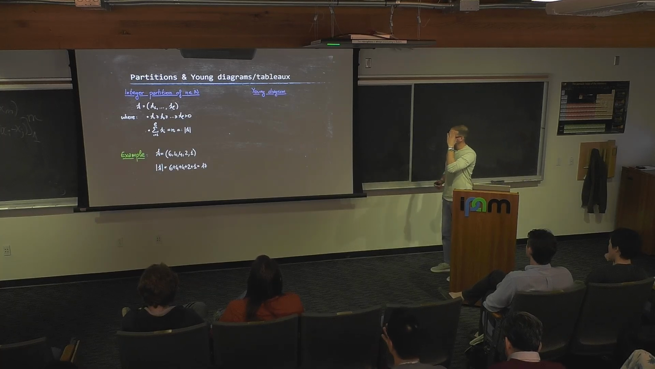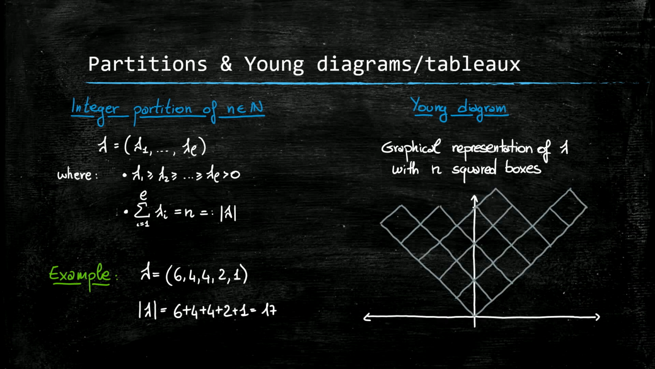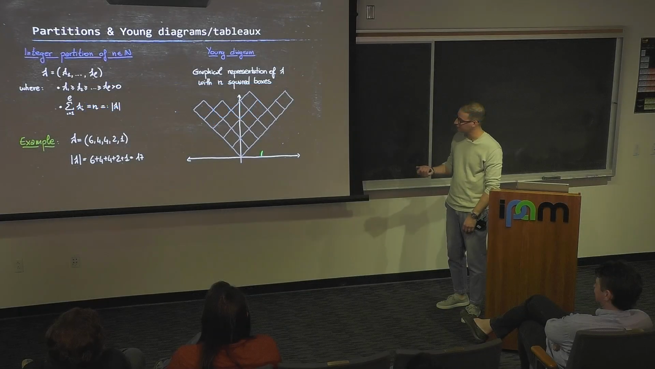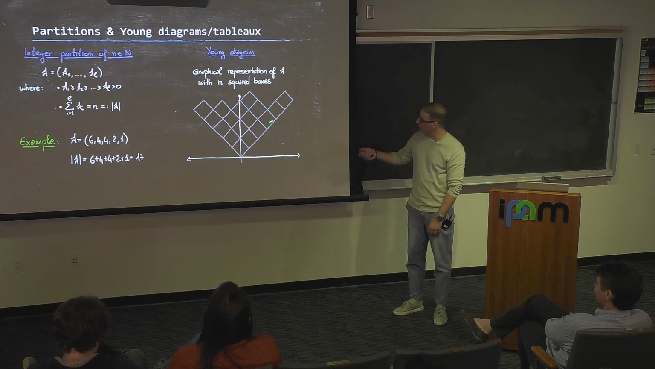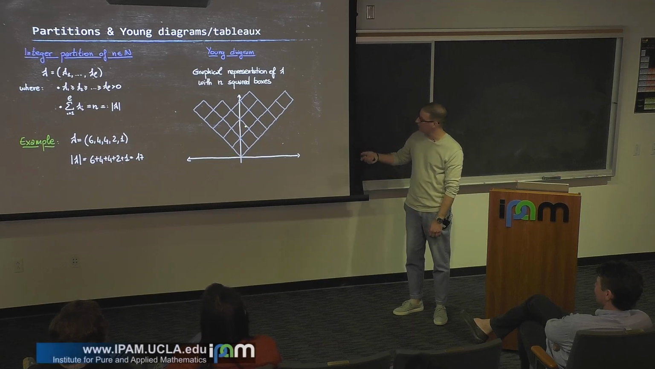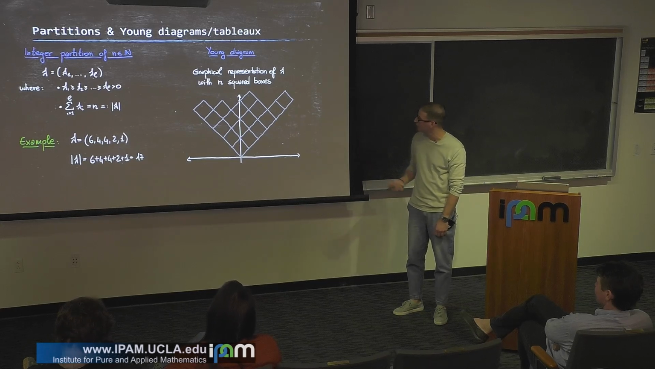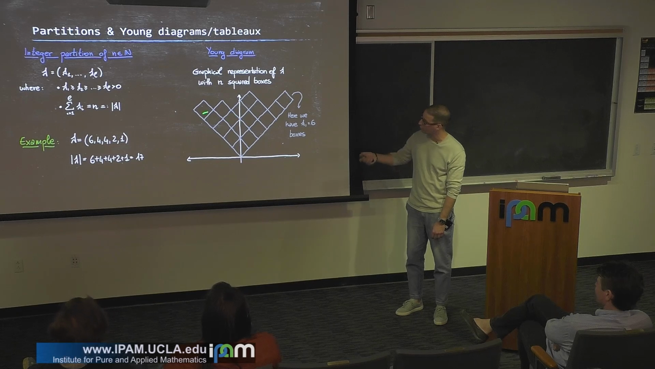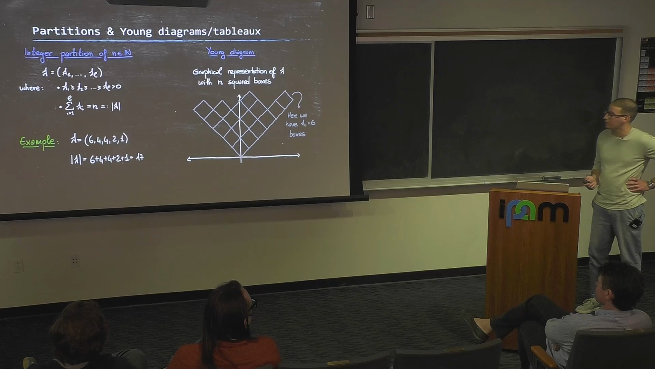And a Young diagram is just a graphical representation of this lambda, and there are many ways of doing it. I will do the Russian way. That is, I will plot the diagram at a 45-degree inclination. In the first row, I have lambda 1 boxes. So in this example, I have 6 boxes, and then 4, 4, 2, and 1. So this is what is usually called the Russian notation.